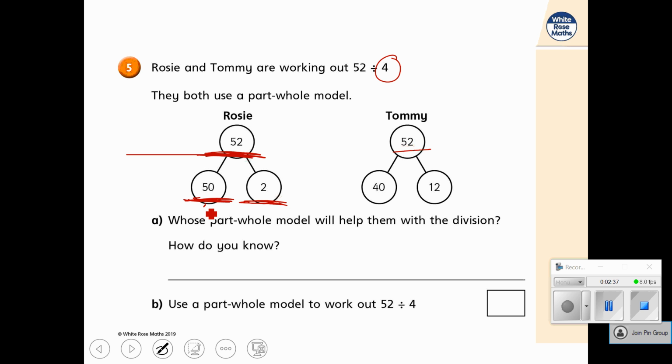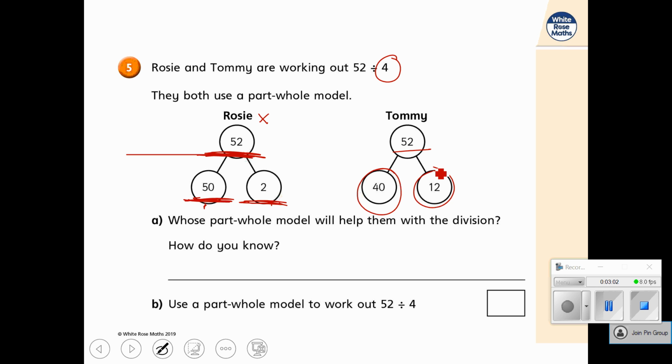So 50 is not divisible by 4. So this one, although Rosie has partitioned it correctly, will not help her work out divide by 4. However, if you look at Tommy, we know that 40 is divisible by 4, and we know that 12 is also divisible by 4. So actually, it is Tommy who has got the correct part-whole model.